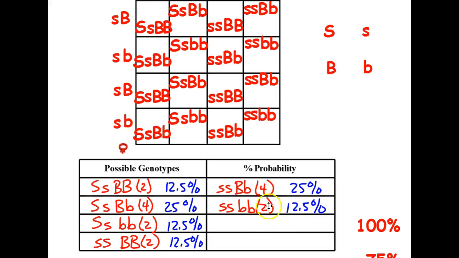Well, if 4 out of 16 is 25%, as we discussed in our earlier example, these 2 genotypes would be 25%. Well, what's half of 25%, which is 2 out of 16? Well, that would be 12.5%. Half of 25 is 12.5. So 12.5% for each of the other genotypes that show 2 out of 16 as a possibility.